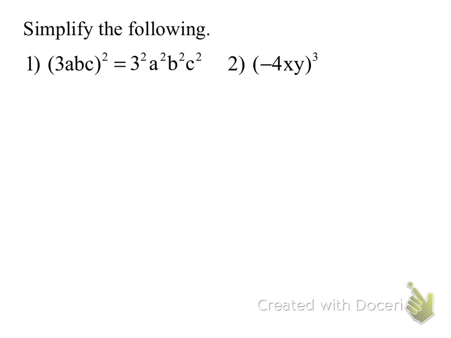Okay, now, if I get something like this, now let's look. It's 3 to the second power, a to the second power, b to the second power, and c to the second power. What does that simplify to? 3 squared, a squared, b squared, c squared. What does it simplify to, Pedro? 9a squared b squared c squared. Yep. And the next one.